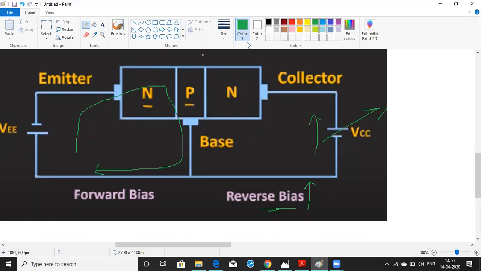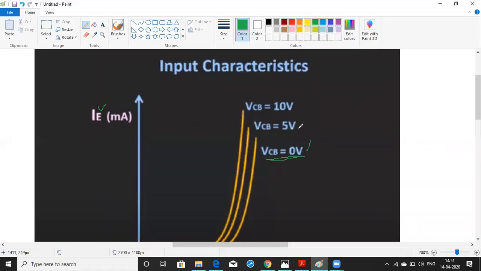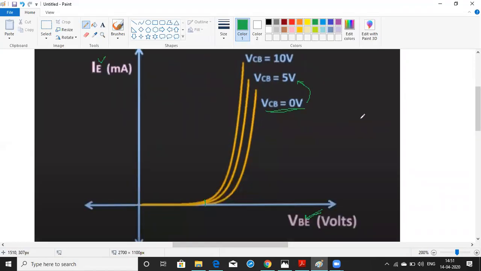Whenever you are increasing the reverse bias voltage, the depletion layer width will increase, which makes the base junction width narrow. So when this collector layer width is increasing, which makes the base junction so much narrower, the emitter current will increase. You can observe this here. When you are moving from 0 volts to 5 volts and 5 volts to 10 volts, the current started increasing gradually.